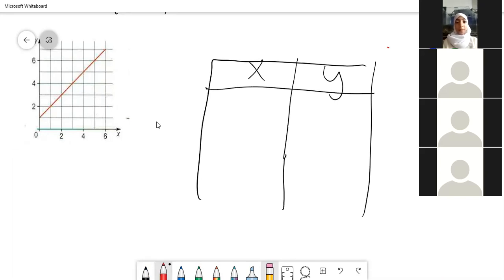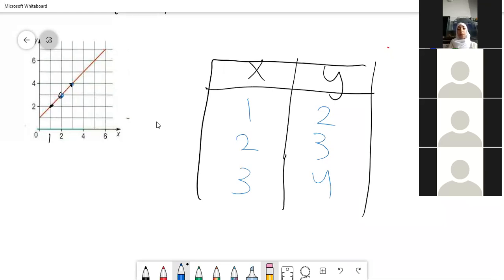Okay, let's take some points on the line, for example this point and this point. The first point, what are its values? 1 and 2. We start with x. 1 and 2. What's the value of this point? 2 and 3. What's the value of the third point? 3 and 4.